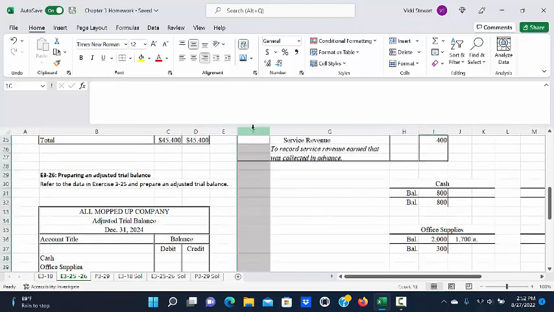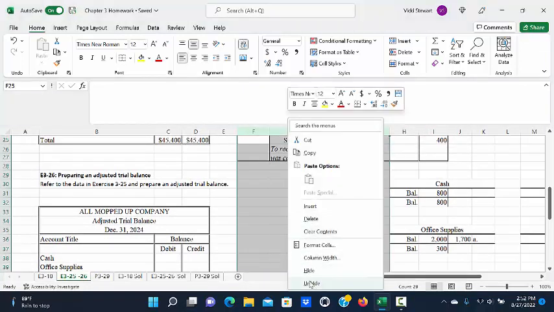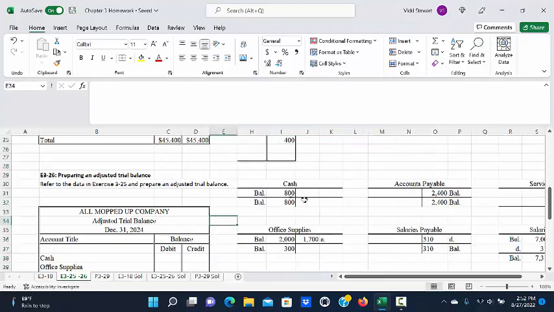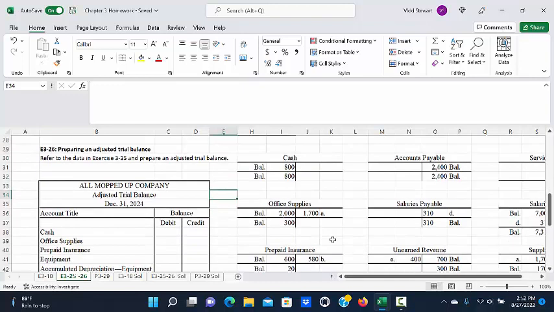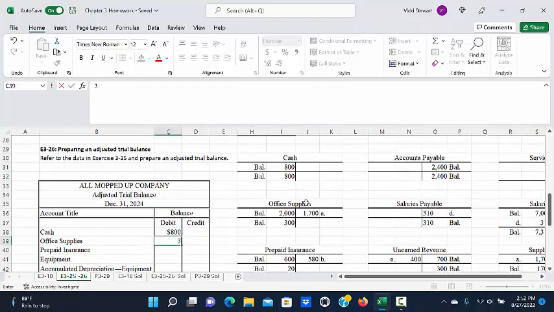Now we are going to do exercise 326. In this exercise, we are going to refer back to the data that we had for exercise 325, our T accounts, and we're going to prepare now an adjusted trial balance. So all of our T accounts have been updated based on the adjusting entries, and now we're going to see whether we're in balance. We just go to the T accounts that we've already updated, and we're going to put in each one of the balances for each of these accounts.